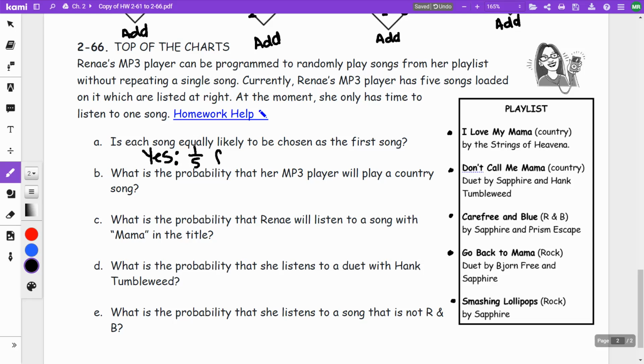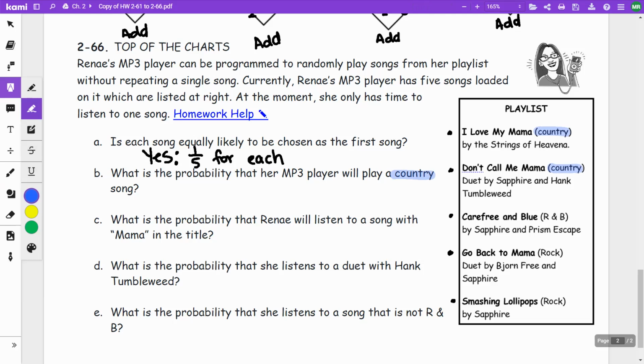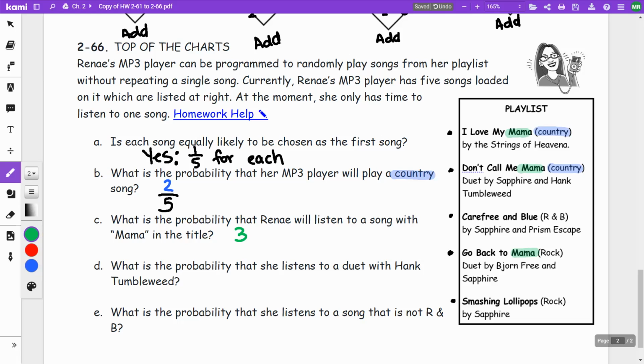Yes. And that probability, since there are 1, 2, 3, 4, 5, is 1/5 for each. What is the probability that her MP3 player will play a country song? So let's look at country songs. So this is country, country. So country is going to be 2 out of 5, 2/5. What's the probability that she will listen to a song with mama in the title? Okay, so mama in the title. 1, 2, 3. So it's going to be 3 out of 5.